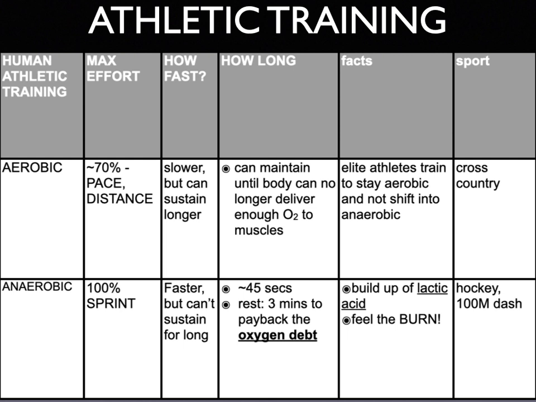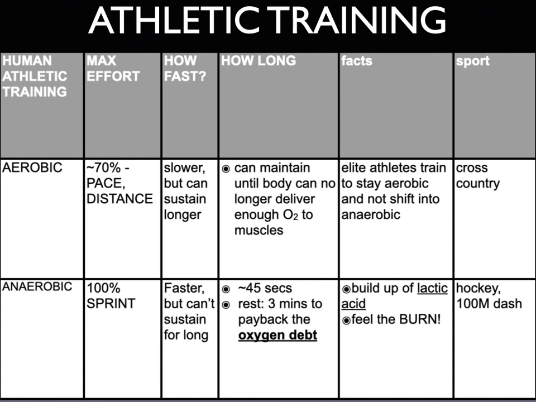How fast can you do this? Well, it's slower, but you can sustain it longer, and there are triathletes and marathon runners that can stay at that 70% max effort for a very long time. You can maintain this until your body can no longer deliver enough oxygen to the muscles. Elite athletes will train to stay aerobic and not shift into the anaerobic, and the sport is cross country.